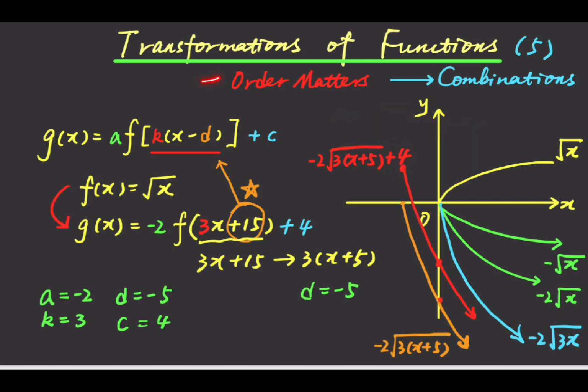We say the order matters when we do combinations of transformations of functions. You should not reverse the order. First, a, k, then do transformations represented by d and c. That's the order. You must follow the order. We say order matters.